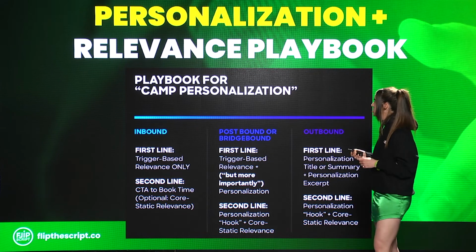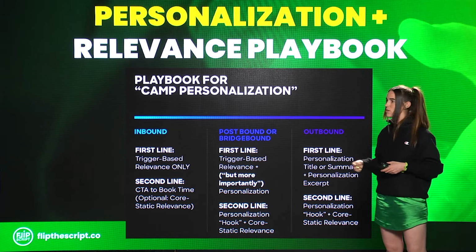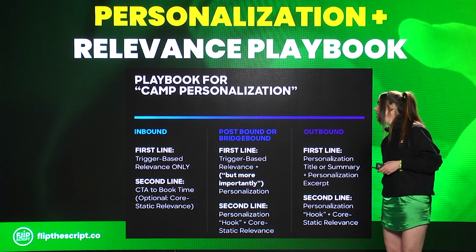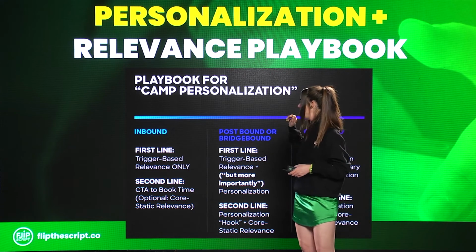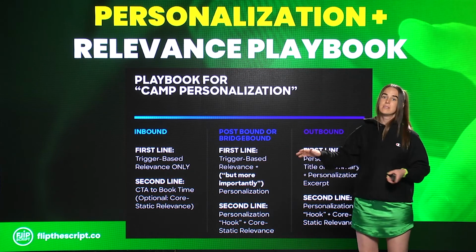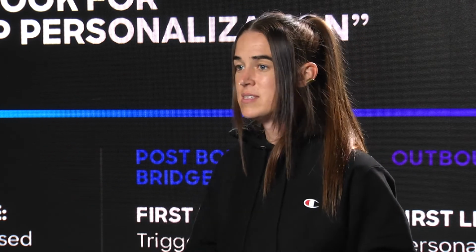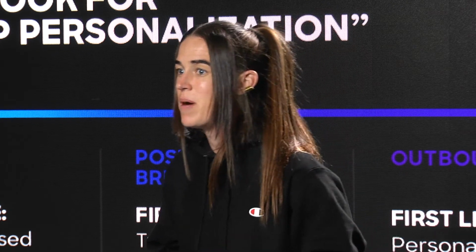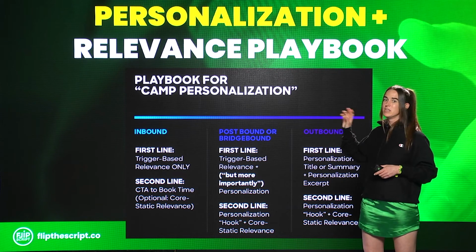For the personalization and relevance playbook, which I would highly recommend in most cases, unless you're selling B2C, for instance, for the inbound plays, I would use the trigger-based relevance and a CTA to book a time. I would not use personalization in inbound plays. The reason being speed to lead, and you're optimizing for time with the inbound leads. So the trigger-based relevance, if they requested a demo, is good enough from my perspective. Personalization is going to innately slow you down to some degree. So speed to lead, speed to lead, speed to lead.